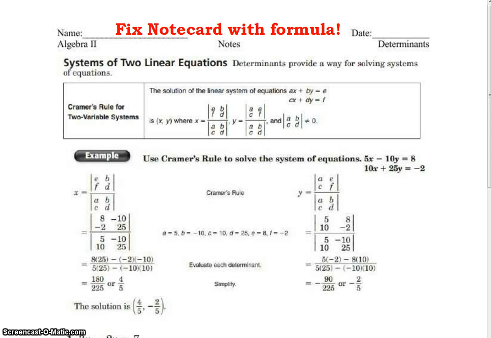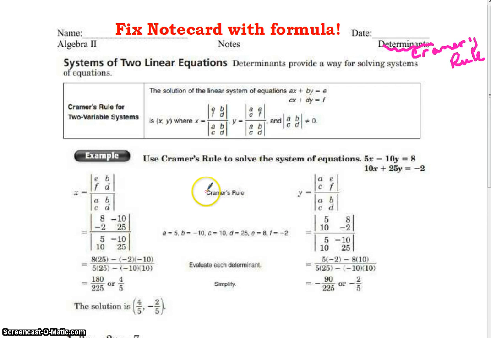This is for Algebra 2, and this is looking at something called Cramer's Rule. First thing you need to realize is that if you have not done the worksheet for determinants, then you're not ready for this, because you have to use determinants before you can actually do Cramer's Rule. Your notes should look like this, but they should actually say Cramer's Rule at the top.